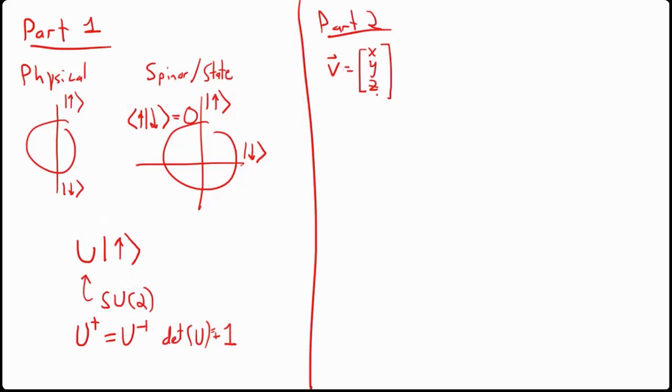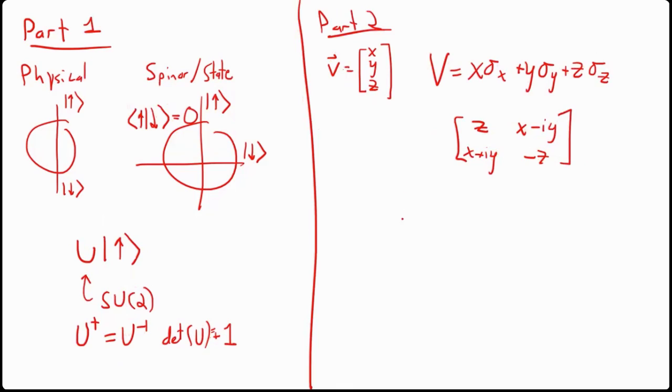And then in part two, I talked about how if we have a vector like x, y, z, we can turn that into what's called a polyvector by taking a linear combination of the sigma matrices, and that gives us this 2x2 complex matrix. And we found that if we want to rotate the components, we use this transformation here. So it's like a double-sided SU2. I can't write SU2.